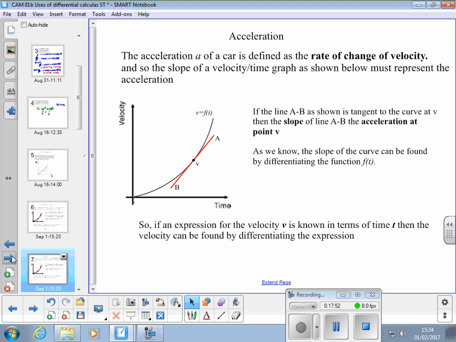Acceleration. Acceleration is defined as the rate of change of velocity. So if we plot the velocity of a vehicle against time, and we've got a curve, and we again put our line B on at a point V, any point on the graph, and that is a tangent to that graph, the slope of that line will give us the acceleration at that point. How fast the velocity is changing with every second.